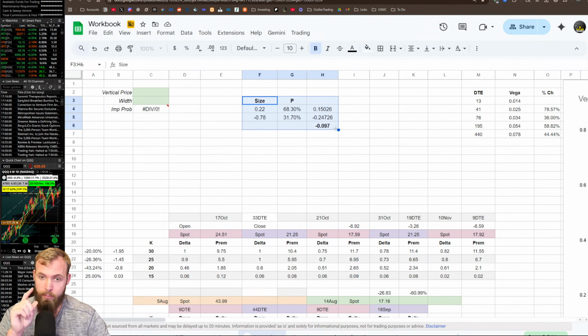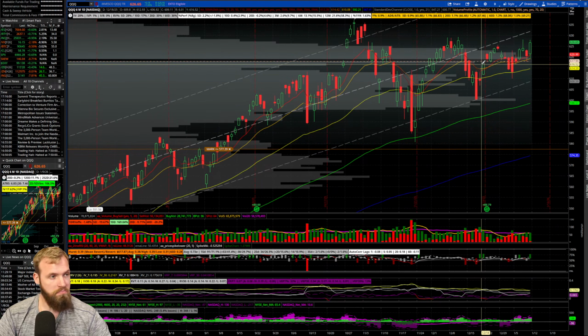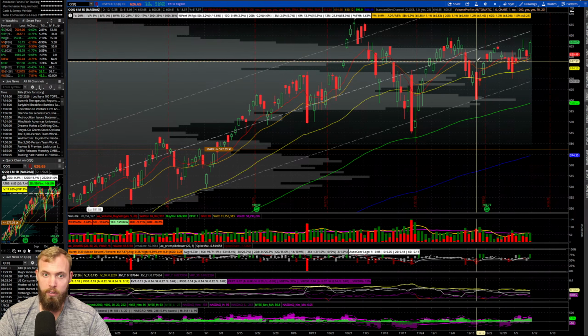This doesn't mean verticals are bad. It means you need to understand the tools as they are and understand how to use them. So in something like QQQ, if we look at the chart and we say to ourselves, in general, I think Qs is going to go up. That doesn't make a vertical bad. You can express a bullish assumption with a vertical spread.